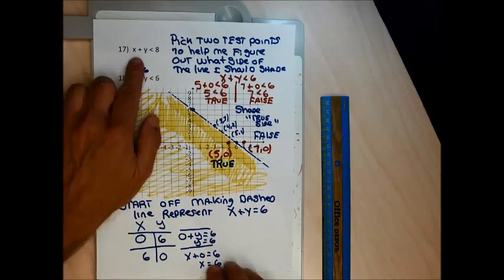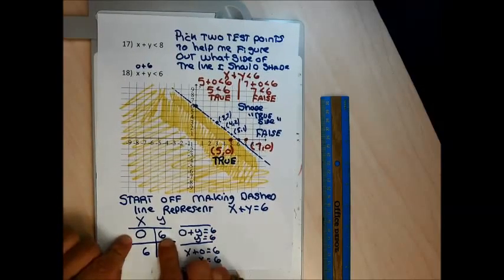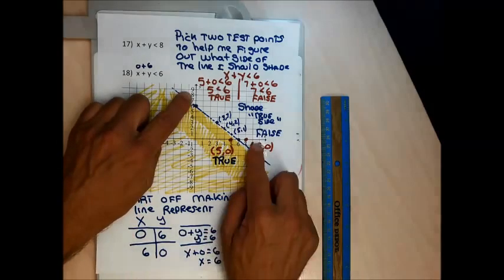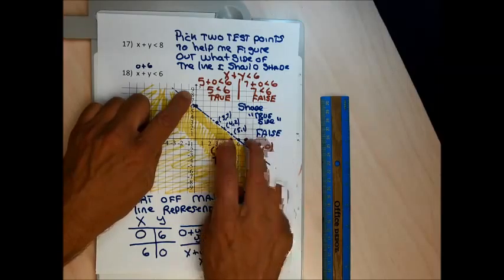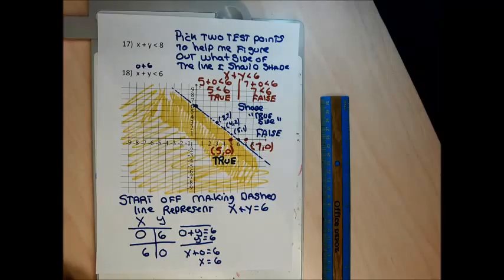So when you go to do problem 17, you're going to start off like this. Plug 0 in for x and get a y. Plug 0 in for y, get an x. Plot those 2 points, which will be the points 0, 8 and 8, 0. And then pick 2 points on either side of the x-intercept. Plug them in to figure out which side of the line you're going to shade.